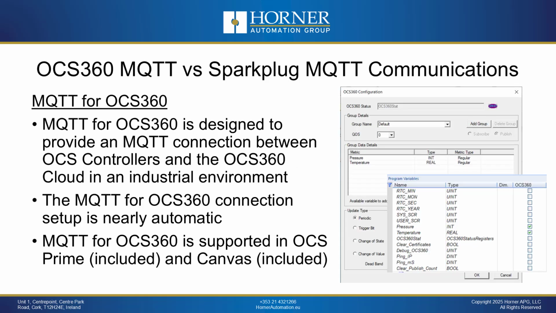Now let's contrast that with MQTT for OCS360. It is designed to provide a connection between an OCS controller and the OCS360 cloud in industrial environments. There are no third-party devices we need to communicate with. It is a Horner controller talking to a Horner cloud. That means the setup for that connection is nearly automatic. There certainly are not any details in terms of web addresses or certificates or any of those sorts of things that are required. It is automatic. You check the check marks in your program variable table, and then those variables are just automatically added to your default OCS360 group that is produced.